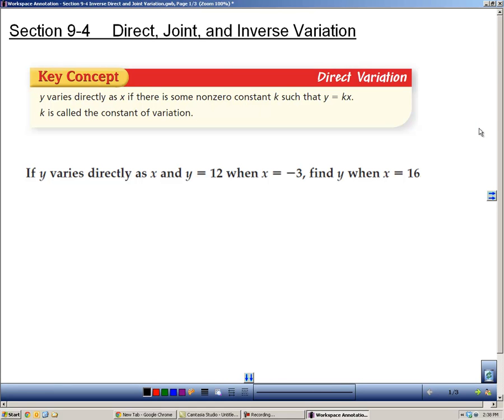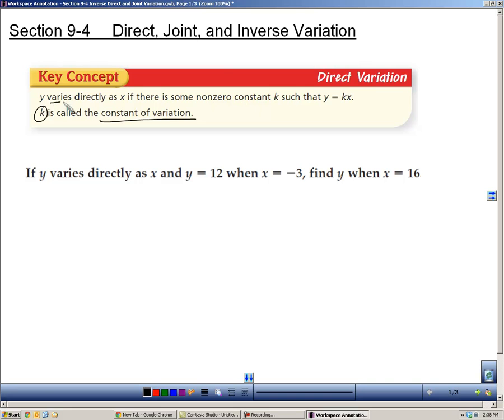Section 9.4 is about direct, joint, and inverse variation. Now, variations are relationships between values, and those relationships are created based on something called a k, which is called a constant of variation. You're going to see the k show up in each one of the variations that we're going to use here.